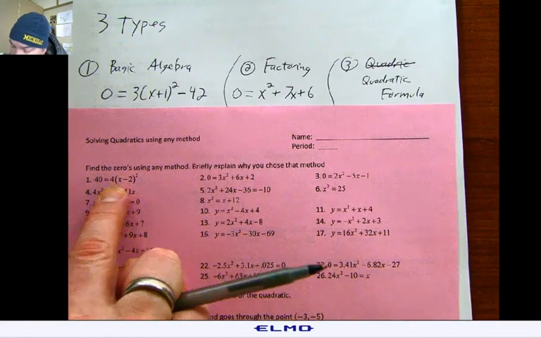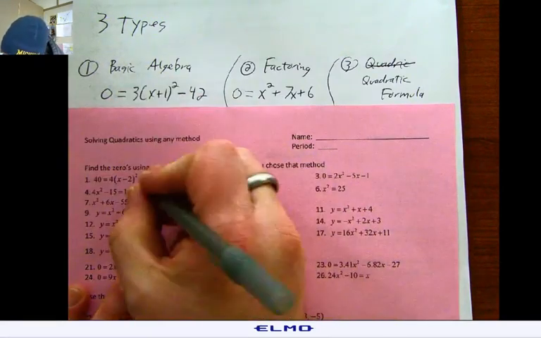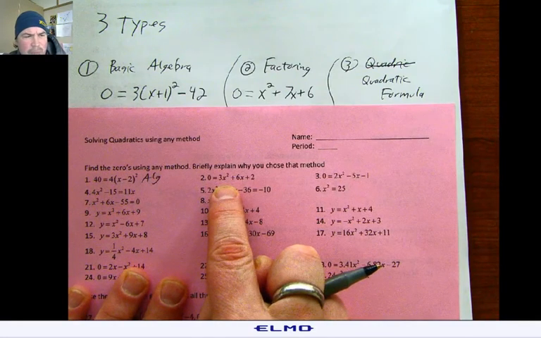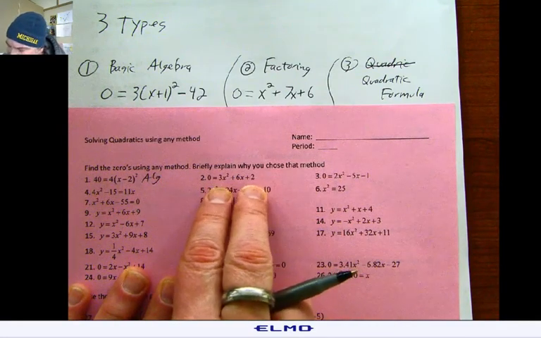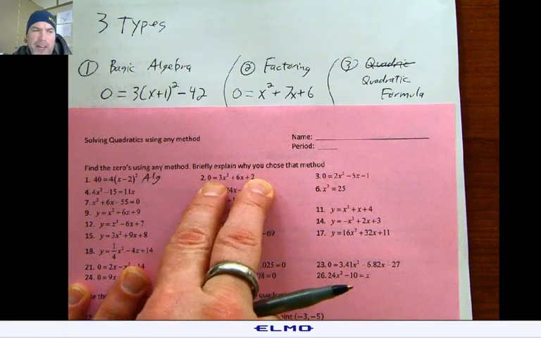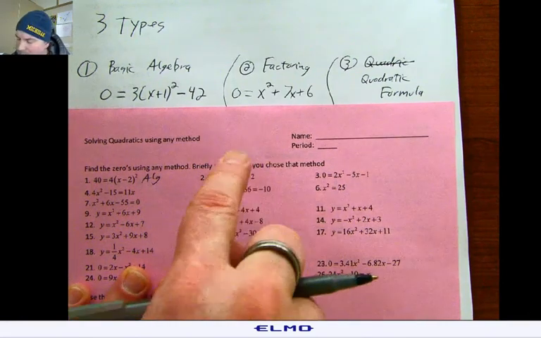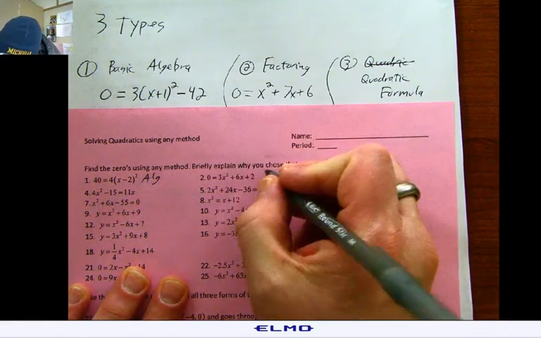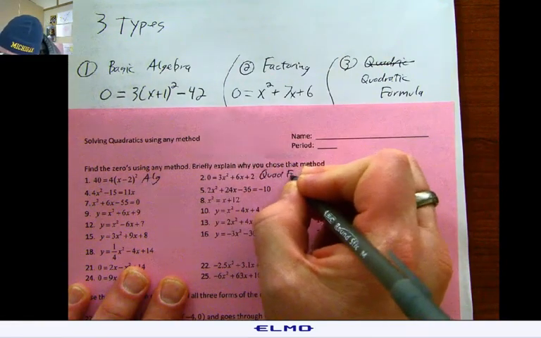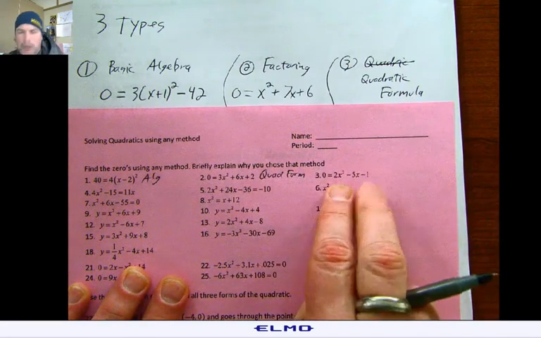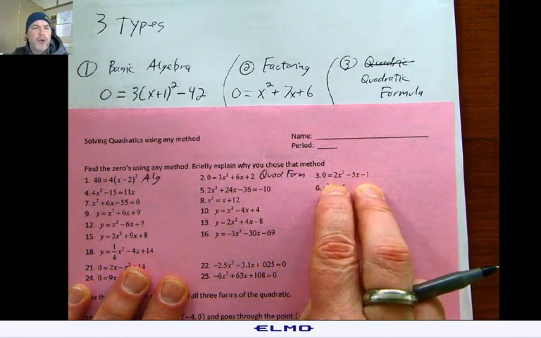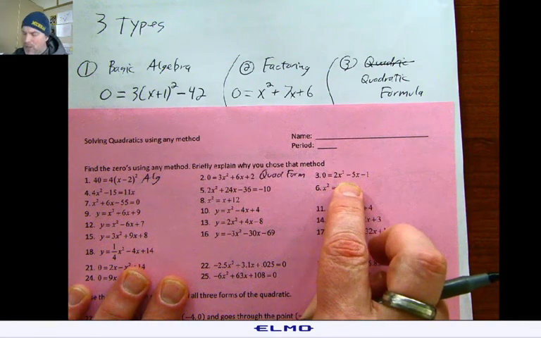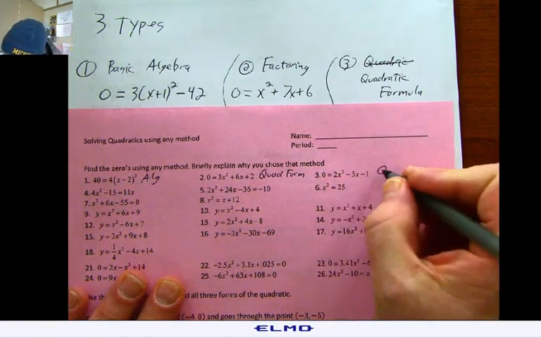Number one here looks a lot like basic algebra, so I'd be using algebra for number one. Number two, it looks like it's decently easy to factor, but you would need two numbers to multiply to 6, yet also add up to 6. That doesn't exist. This one's not factorable, so I'd have to use the quadratic formula. Number 3, two numbers that multiply to -2, yet add up to -5. That doesn't exist. I'd use the quadratic formula.